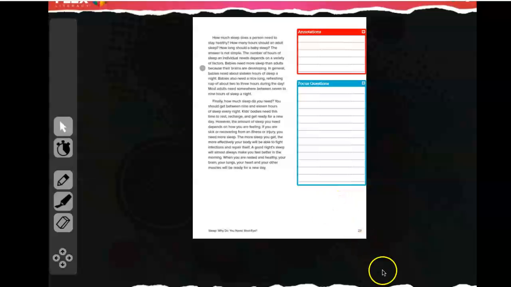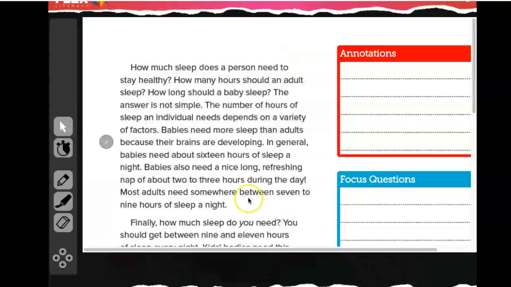All right, we're ready to move on to page 23. And make it bigger. And we'll start reading at the top.